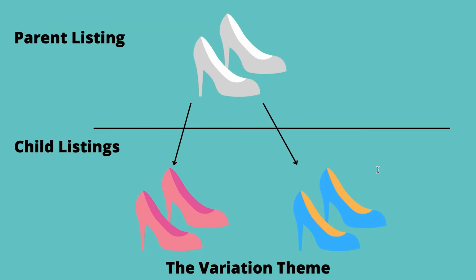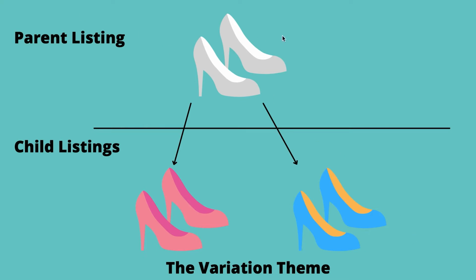We'll see. There it is. Okay, perfect. So as you can see, in this case I'm selling these high heel shoes or stilettos or whatever you want to call them. And then there's two child listings, so they're available in this pink and salmon, maybe I want to call it, and then also available in this blue and orange.